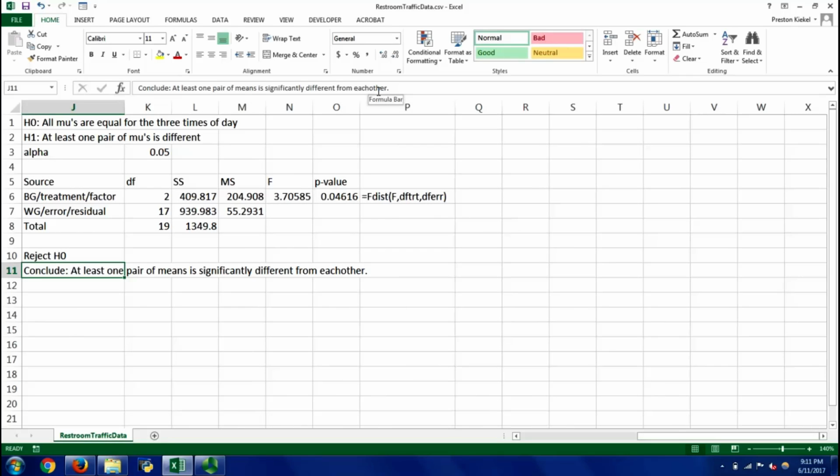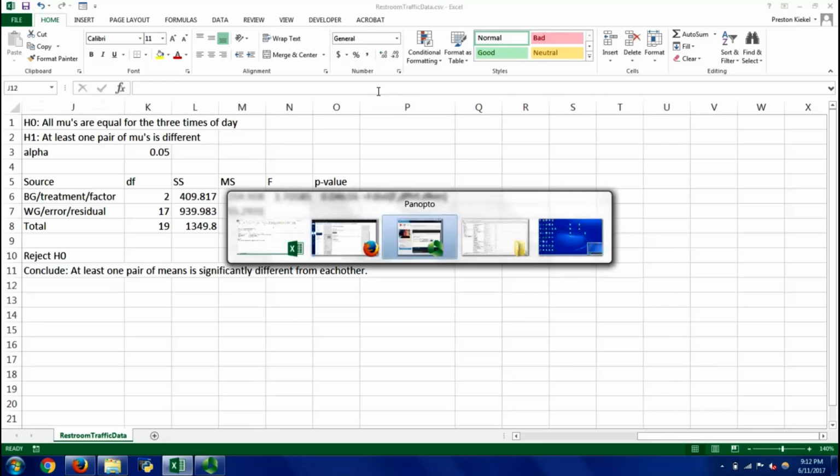That's a follow-up comparison, which is a bunch of pairwise t-tests, which is a little bit too advanced to do in Excel. If you want to do that, and you should, you need to use appropriate software, such as R, or SPSS, or SAS, or whatever software you've got.